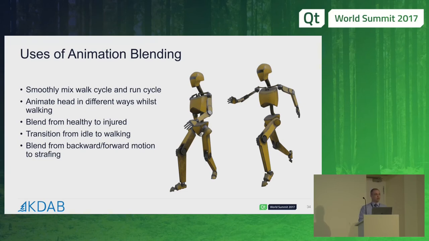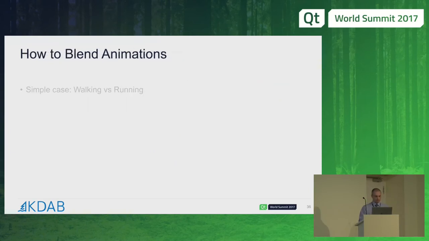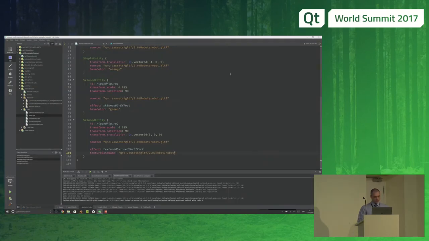If you're doing the wheels of a car, you may want to blend the forward rotation with the side-to-side tilt as you turn the steering wheel. That's trivial to do with this. So let's have a quick look at the simple walking versus running case.